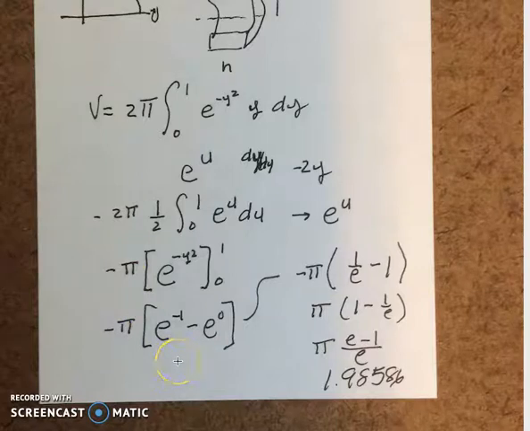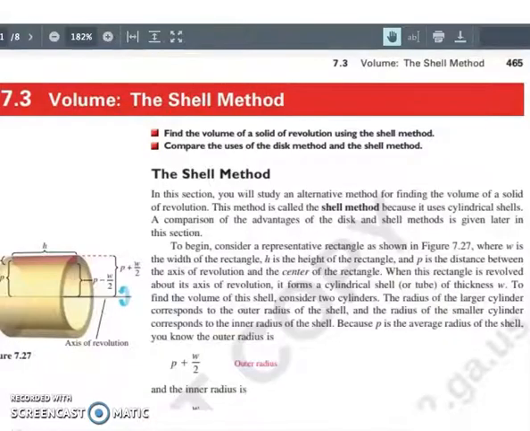I evaluated, and I did a little manipulation here. You can call that algebra if you want to. And I got 1.985 or 1.986 according to the people from the AP. All right, now there's a lot going on there. So let's get back to the lesson.